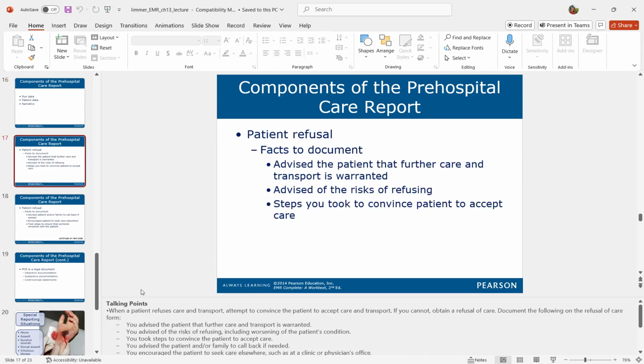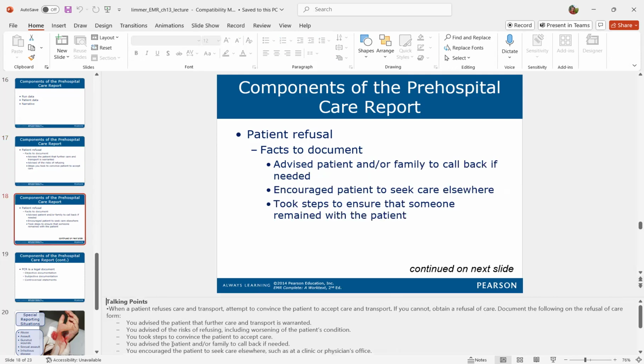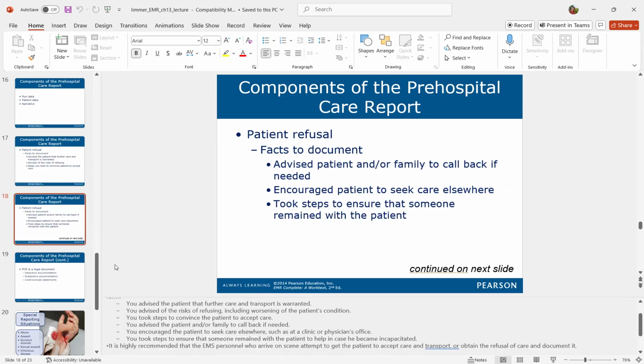Patient refusals. When a patient refuses care and transport, we want to attempt to convince that patient to accept care and transport. If we cannot, we can get a refusal of care. We want to document this pretty well. So some things that we can document: we advised the patient that further care and transport is warranted; we advised of the risk of refusing, including worsening of their condition; we took steps to convince that patient to accept the care; we advised the patient or family to call back if needed; and we encouraged the patient to seek help elsewhere, go to the clinic, have one of their family members bring them in.